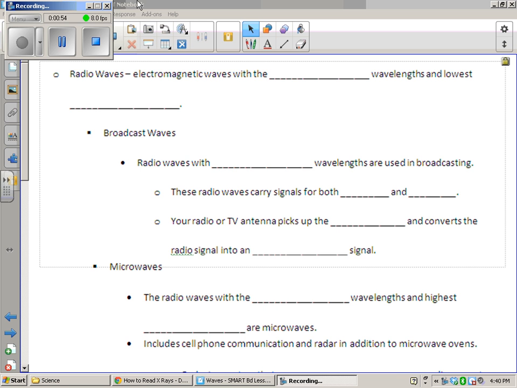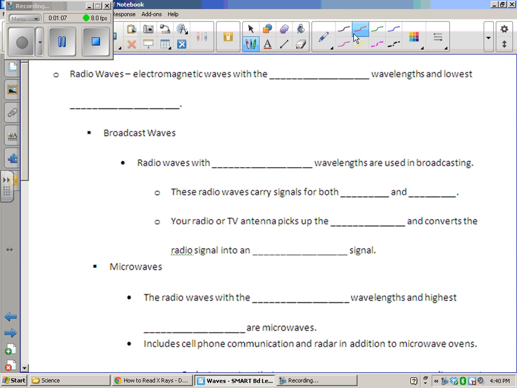The first wave that we're going to discuss are our radio waves, and that's all the way to the left of the electromagnetic spectrum. Okay, because these electromagnetic waves have the longest wavelengths and the lowest frequencies. You can find radio waves as either broadcast waves or microwaves. Both of these are classified as radio waves.